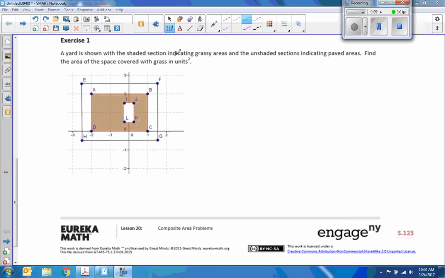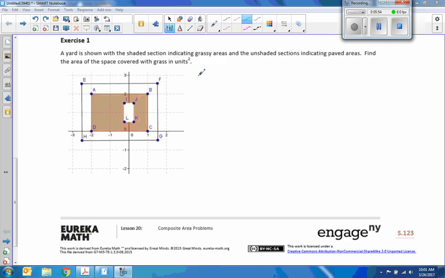Okay, exercise 1. A yard is shown with the shaded section indicating grassy areas, so we have the dead brown grass, and the unshaded section indicating paved areas. It says to find the area of the space covered with grass in unit squares. So this is all pavement around here, and then we have something going on here that's not grass. Maybe that's where the house or a building is. They want us to find the grassy area, which is the brown.